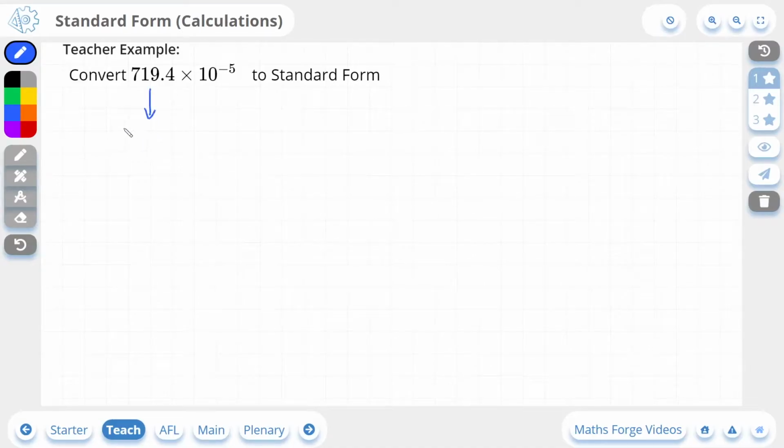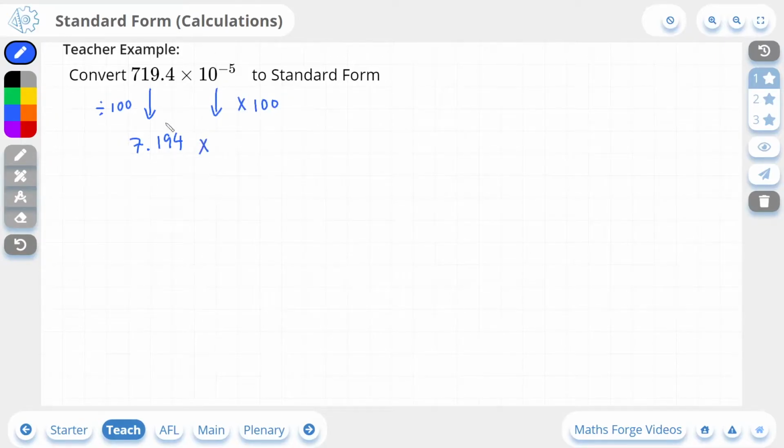I'm going to divide this number by 100. And the reason I'm dividing it by 100 is because it's going to push all of these numbers 2 places to the right. So dividing it by 100 gives us 7.194. Now this is a number between 1 and less than 10. However, because we divided by 100, we're going to have to multiply this 10 to the negative 5 by 100. And the reason for this is to maintain the value of the number.